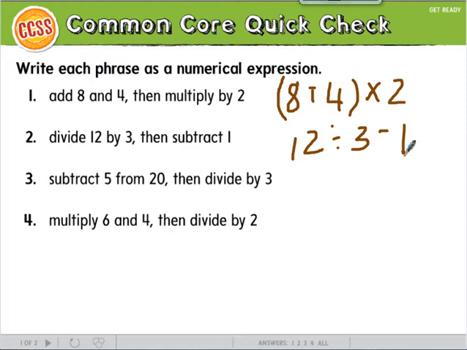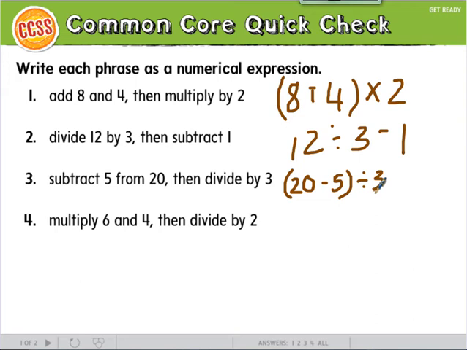So if I'm going to subtract 5 from 20, my 20 has to go first. So 20, subtract 5. And because I need to subtract first, and the next thing is division, it needs to be in parentheses, and then divide by 3. Okay?